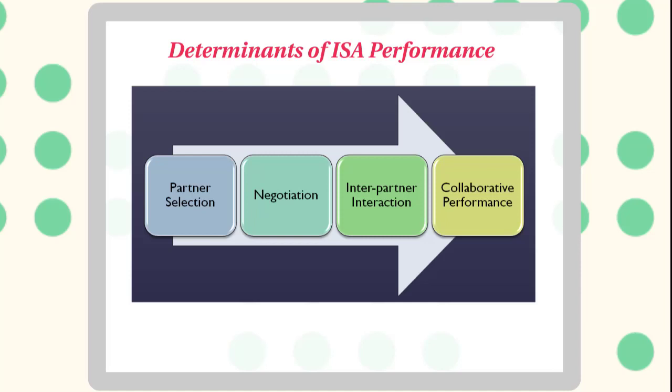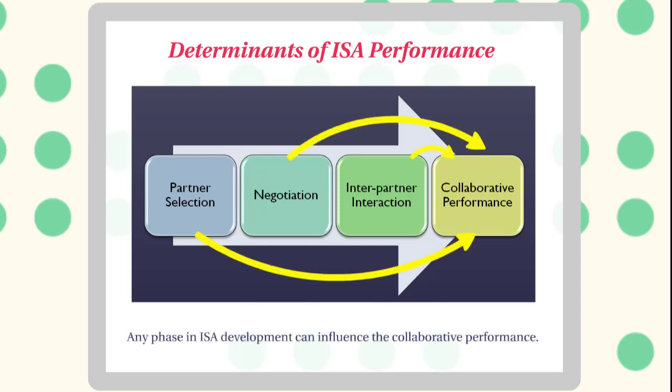But in reality, managing international strategic alliances is rather difficult and far from certain. This simple linear framework can't capture the full picture of alliance performance, because I believe that any of the stages in forming ISAs can impact the collaborative performance in the end. In other words, it is rather an interactive relationship among these stages, not a linear process as categorized in the existing literature.